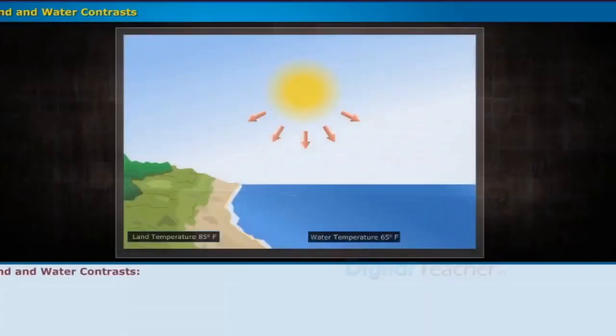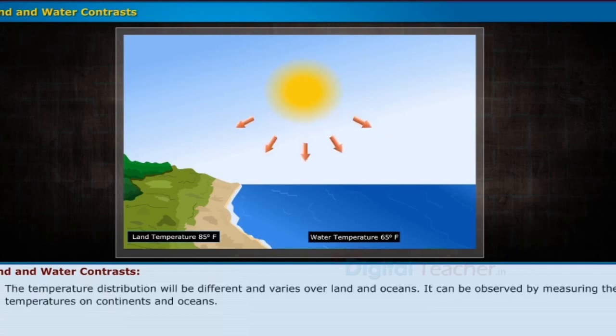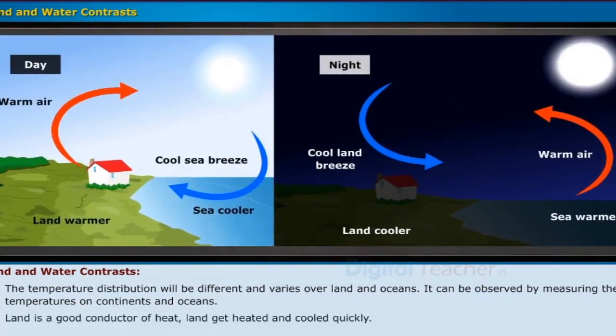Let us learn about the land and water contrasts. The temperature distribution will be different and varies over land and oceans. It can be observed by measuring the temperatures on continents and oceans. Land is a good conductor of heat. Land gets heated and cooled quickly, whereas water bodies are different. Oceans will take more time to heat and cool.